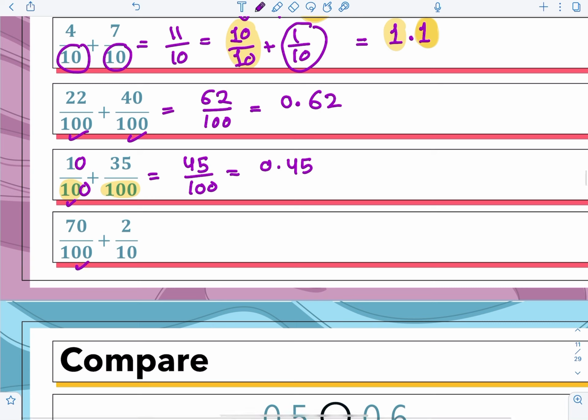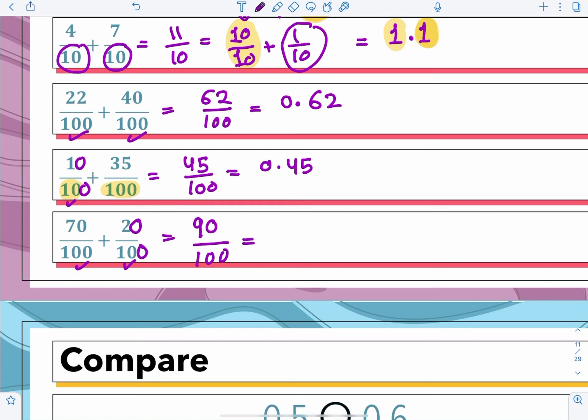What about this one? Also here I have 100 and here I have 10. I can't do it. I must add a 0 here and a 0 here. So 7 plus 2, this is 9. So this is 90 over 100.